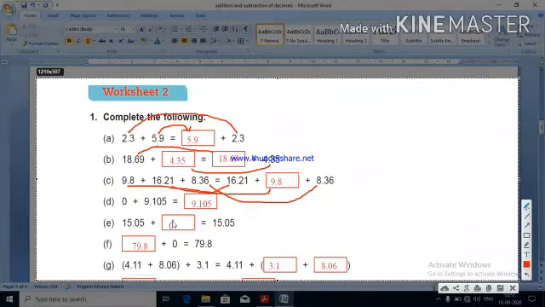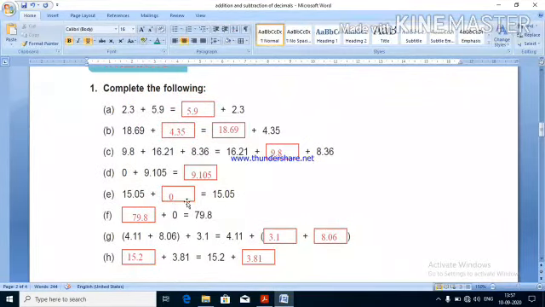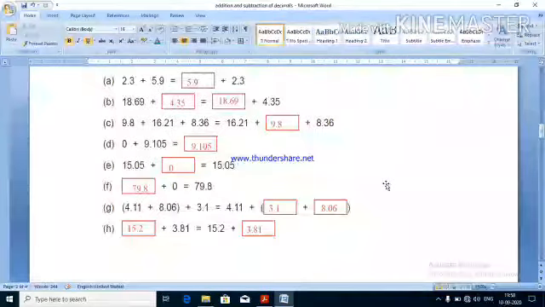Next, if we add any number or any digit with 0, the result will be the number itself, whether it is a decimal number or a whole number. Next one is 79.8 plus 0 gives you the number itself. In the same way we have to fill the blanks of question number 1 of worksheet 2. It is very easy.